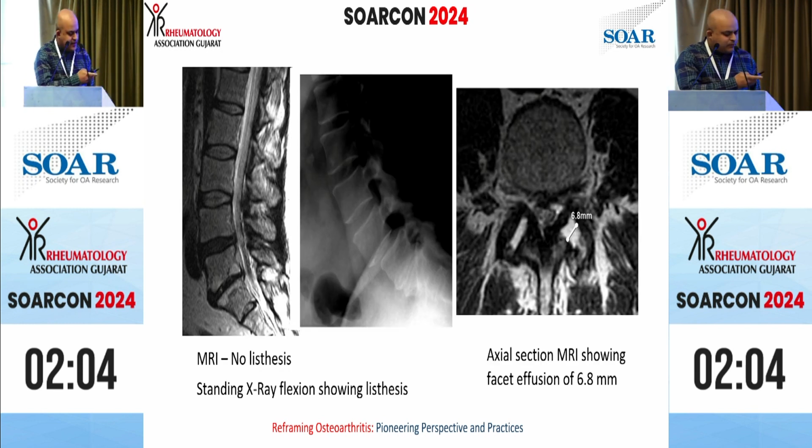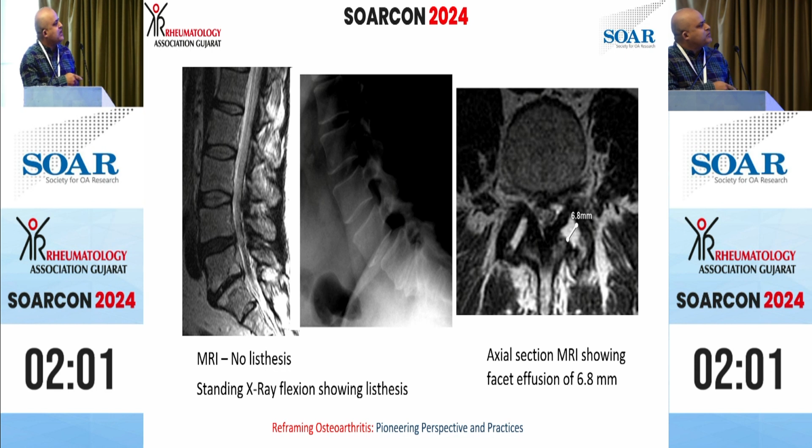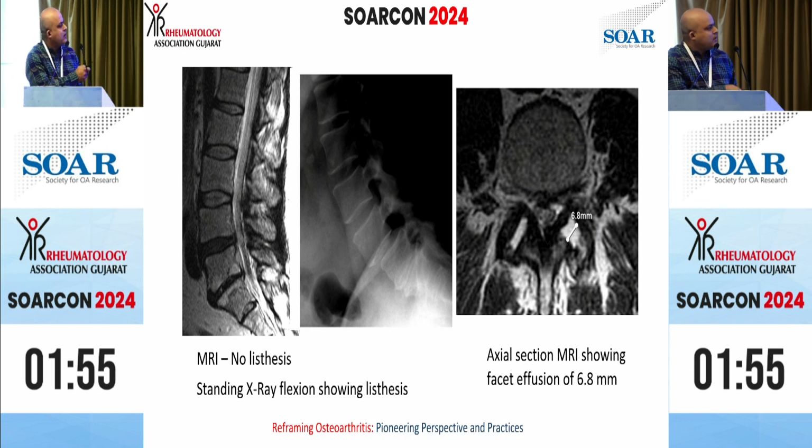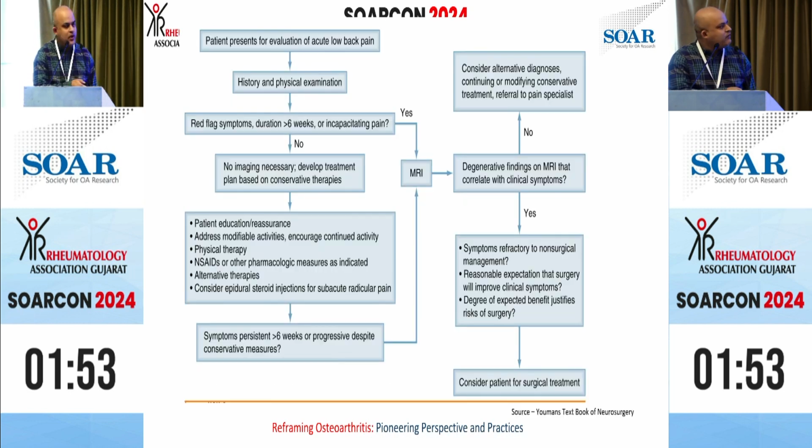So this is one example where you can clearly see that the MRI looks absolutely normal, but if you look, there is a facet effusion of around 6.8 mm. So this is a case of listhesis. So you need to work up properly for that. So this is a picture demonstration of that.